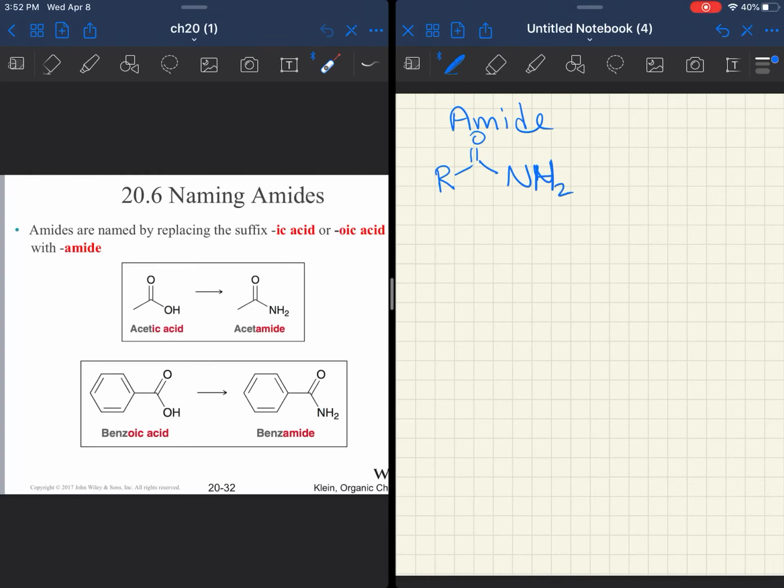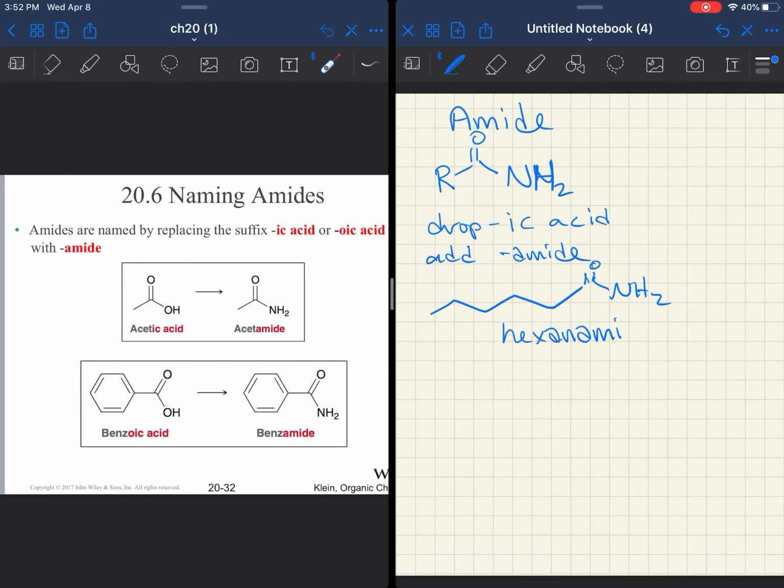Amides. Amides are an interesting group. So initially it's pretty easy. You're going to take that carboxylic acid derivative. Let's make that into an H. And you are going to drop ic acid. We see that a lot. And we're going to add amide. All right, so acetic acid becomes acetamide. Benzoic acid becomes benzamide. All right, something a little straightforward here.